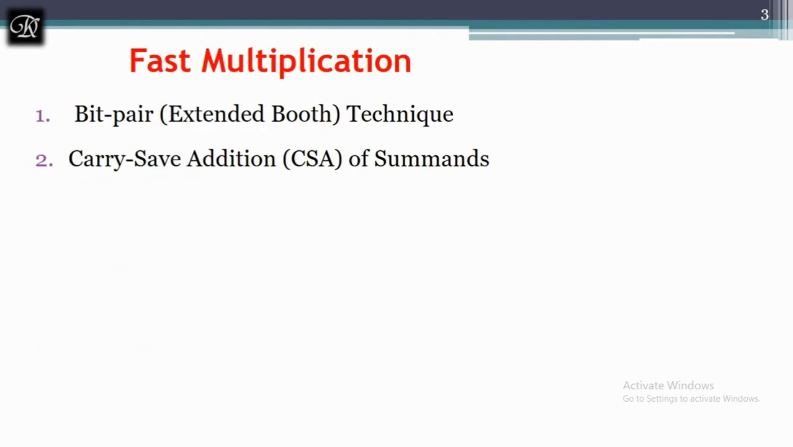In fast multiplication, there are two techniques which are discussed in this video. One is bit pair, which is also called the extended Booth algorithm, and the other one is carry save addition. The adder that we have constructed in the previous video, the same adder we will be using for multiplication purposes to speed up the task.